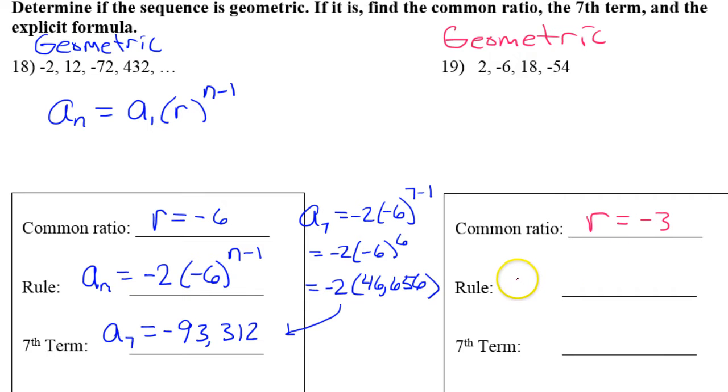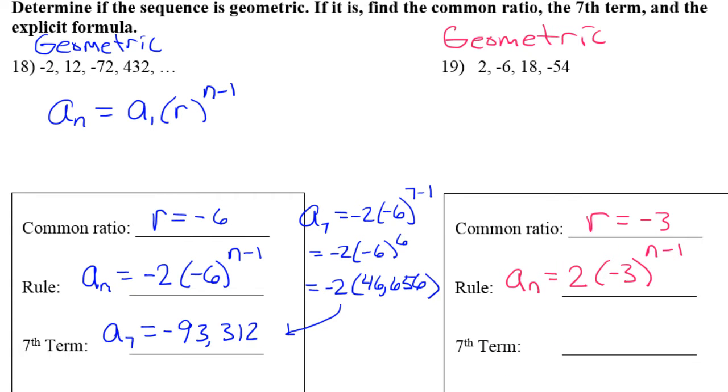That means we can easily write the rule. A_n equals. You start with the first term, which is 2. And then you put the common ratio. And then you put to the n minus 1 power. All right, that is the rule. Do not put a 7 right here. Not for the rule. The rule is supposed to give you any term, not just the 7th term. So don't put a 7 here.